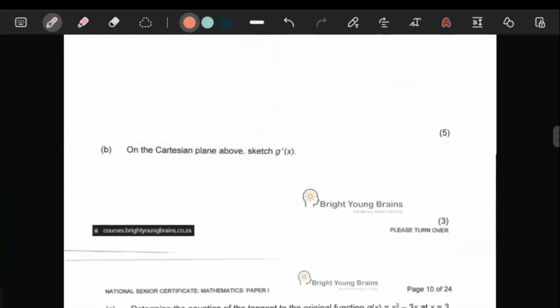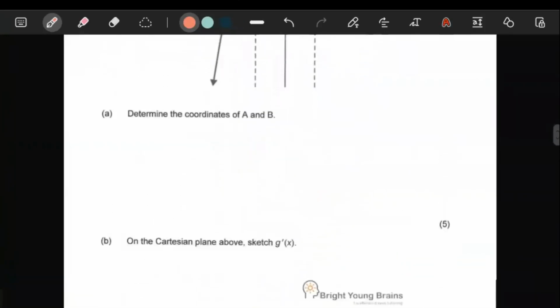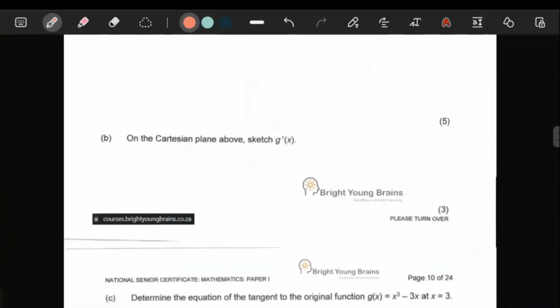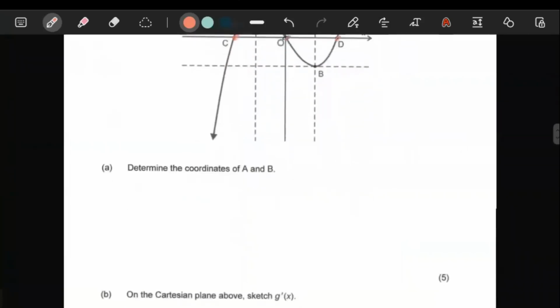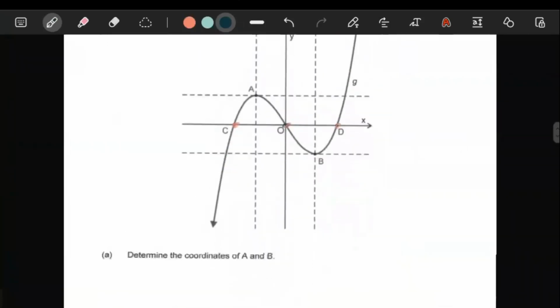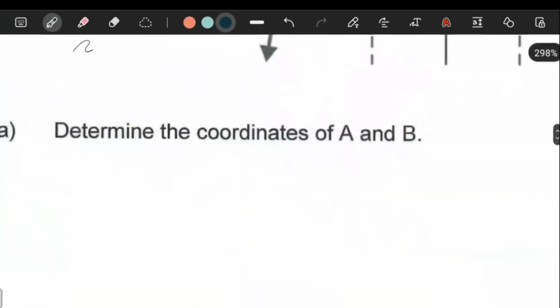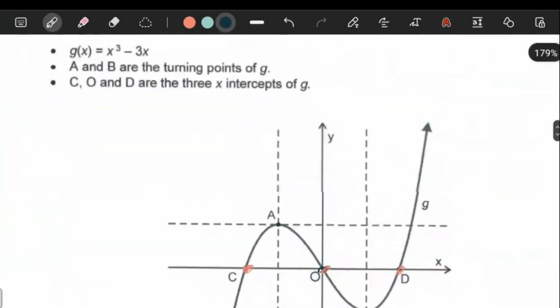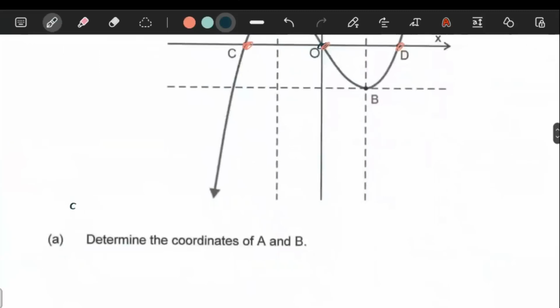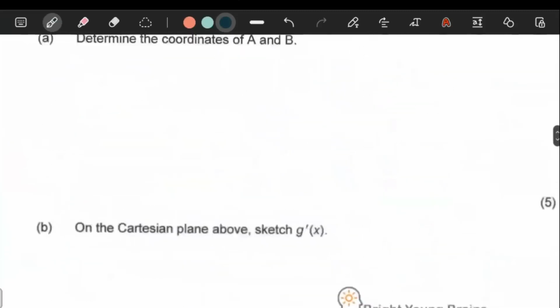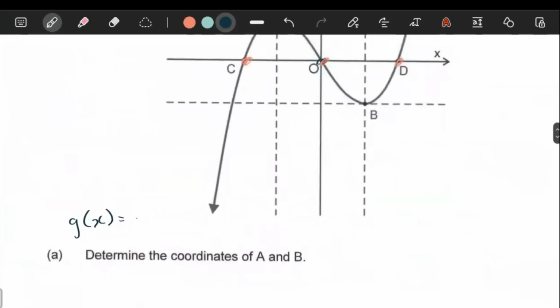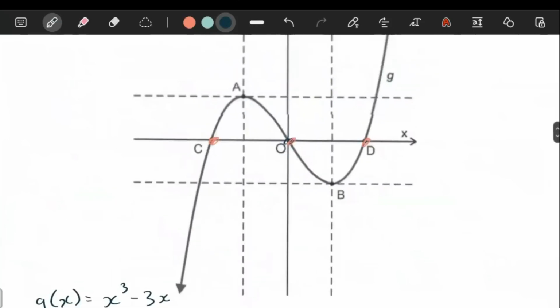It's out of 5, so little marks, so little space. Determine the coordinates of A and B, the turning points. Well, I guess for 5 marks, we don't need a lot of space, because the equation of G is like this: G of x is equal to x to the power of 3 minus 3x. So A and B are the turning points.